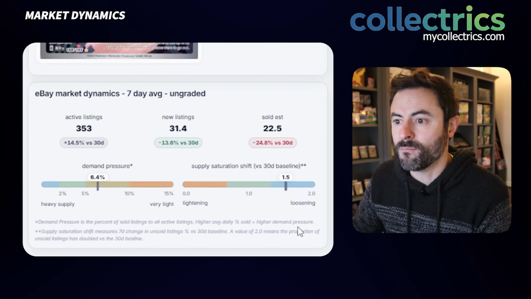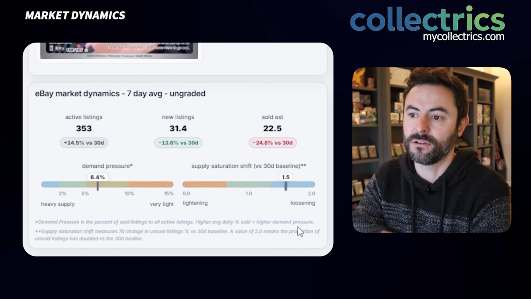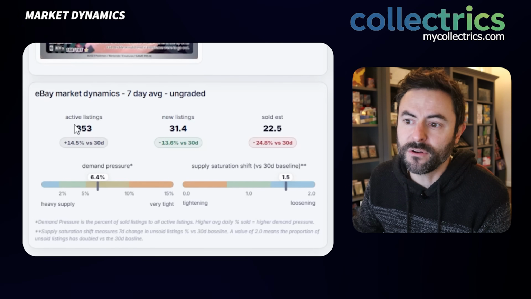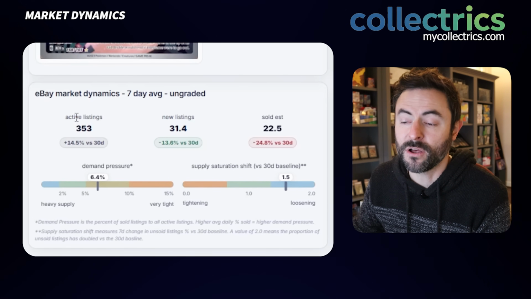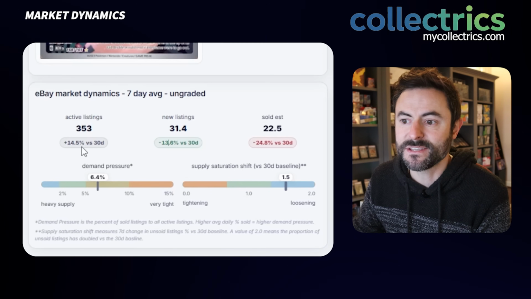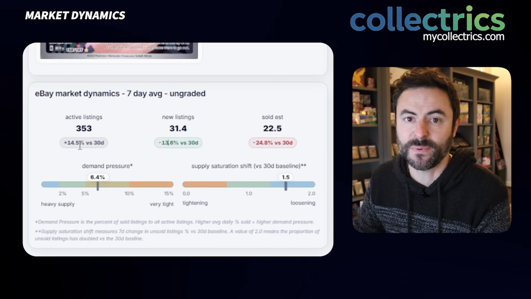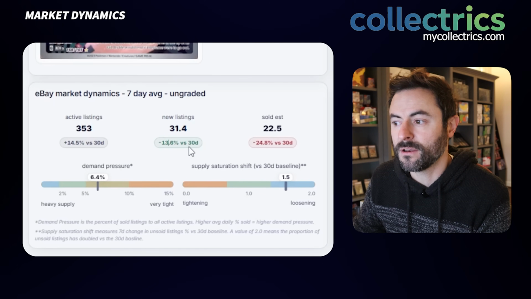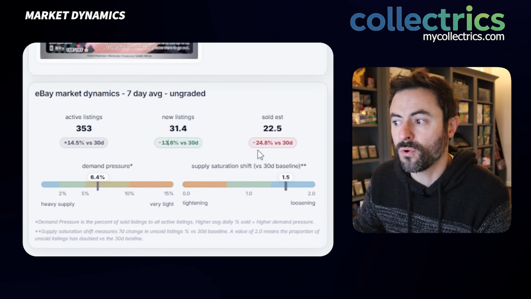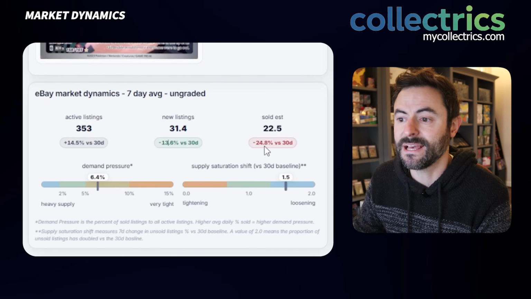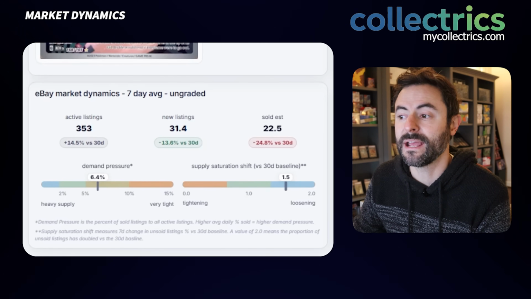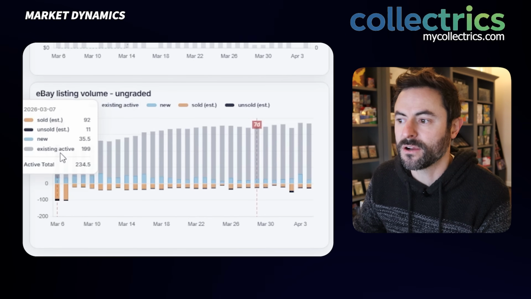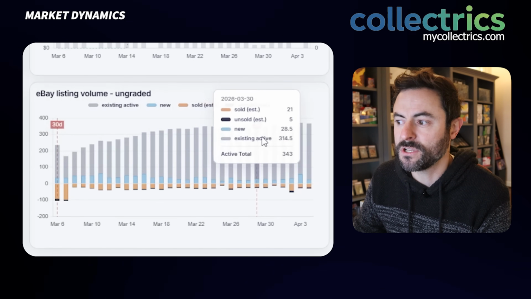Well, let's look at the market dynamics tool now on Collectrics. So we have 353 active listings on average in the past 7 days. This is a 15% increase versus the past 30 days. Why? Well, while we see that the newest listings have decreased now in the past 30 days, our sold has considerably decreased, which has led to an overall supply increase. You can see it right here. Our active listings have continued to go up.